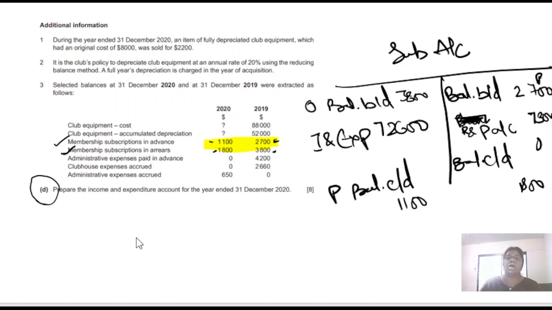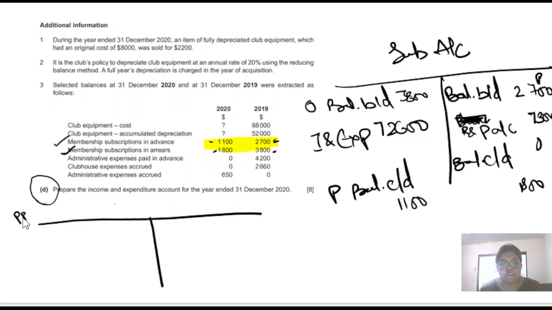Apart from this subscription, you have to know how to prepare the assets account. There is a shortcut for that so that you are able to learn it: PP and DLS. PP means profit and purchase, DLS means depreciation, loss and sales.